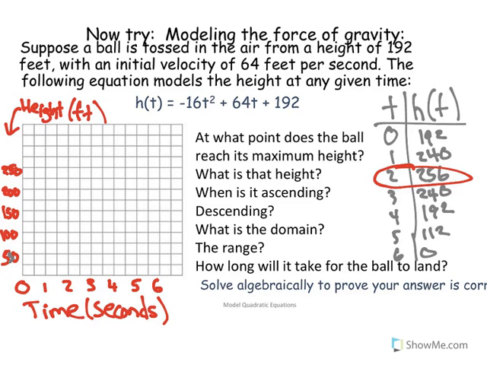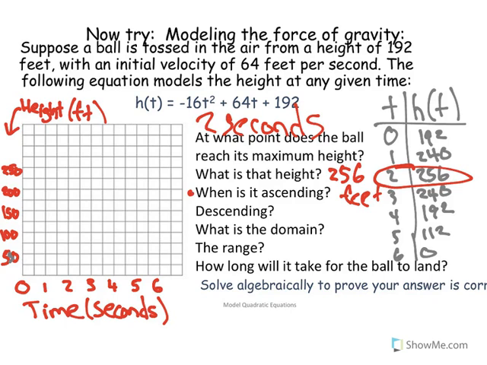At what point does the ball reach the maximum height? With the first question, I asked you for the vertex, and I asked you what two things it meant. This is kind of the same thing, just in a more roundabout way. At what point does it reach its maximum height? We'd say it reaches its maximum height at 2 seconds. And what is that height? We'd say that height is 256 feet.